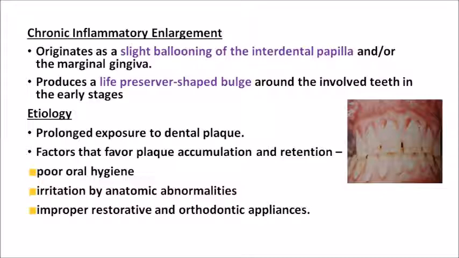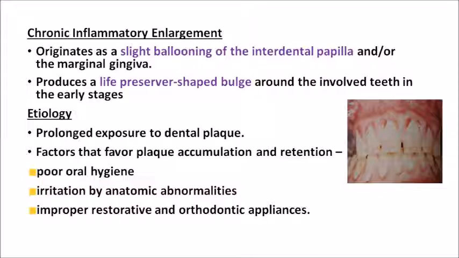The first is chronic inflammatory enlargement. This is very common. So look at the figure also. It originates as a slight ballooning of the interdental papilla. Each enlargement has a specific term describing it, or a peculiar feature, so you have to be thorough with those terms. For chronic inflammatory enlargement, you should remember ballooning of the interdental papilla. That is how it appears, you can see from the figure. And it can involve the marginal gingiva also. It produces a life preserver shaped bulge, or life jacket type of bulge, around the involved teeth.